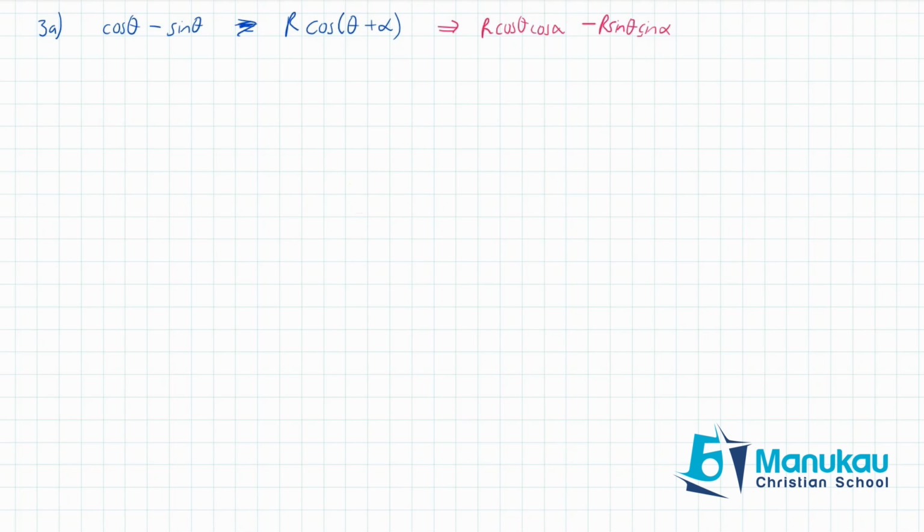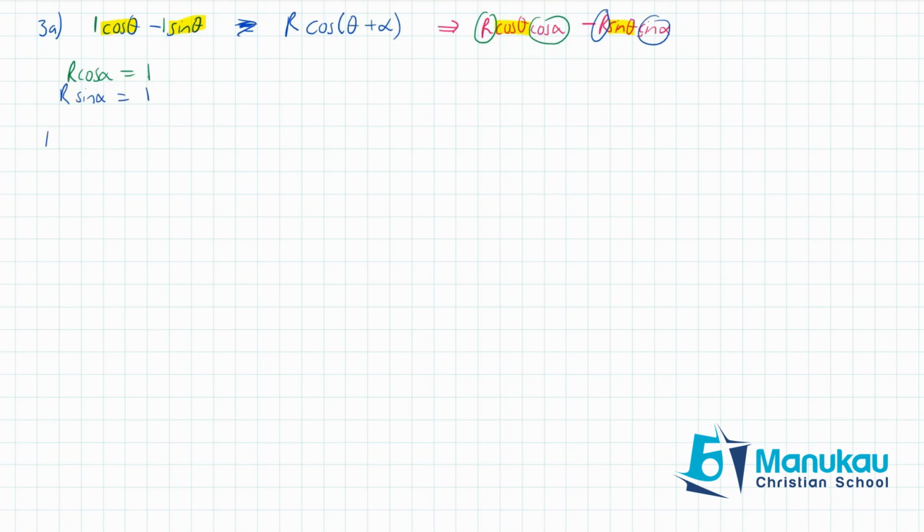Now, what do I notice? Well, I've got a cosine theta here, and I've got a cosine theta here. I've got a sine theta here, and I've got a sine theta here. Now let's look at the coefficient. Well, in this case, it's 1 cosine theta and 1 sine theta. So we know that r cosine alpha is equal to this one here, and we know that r sine alpha is equal to this one here.